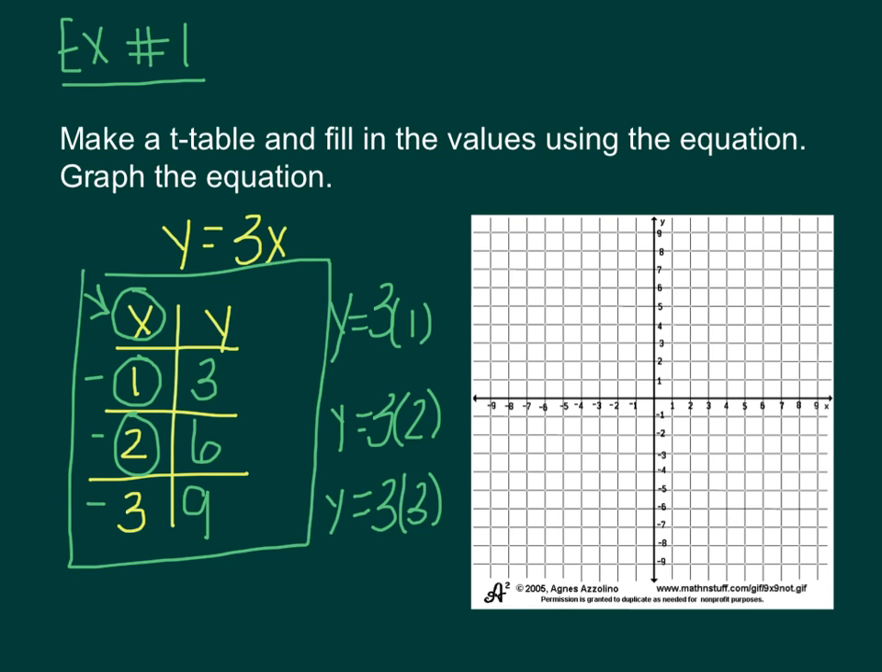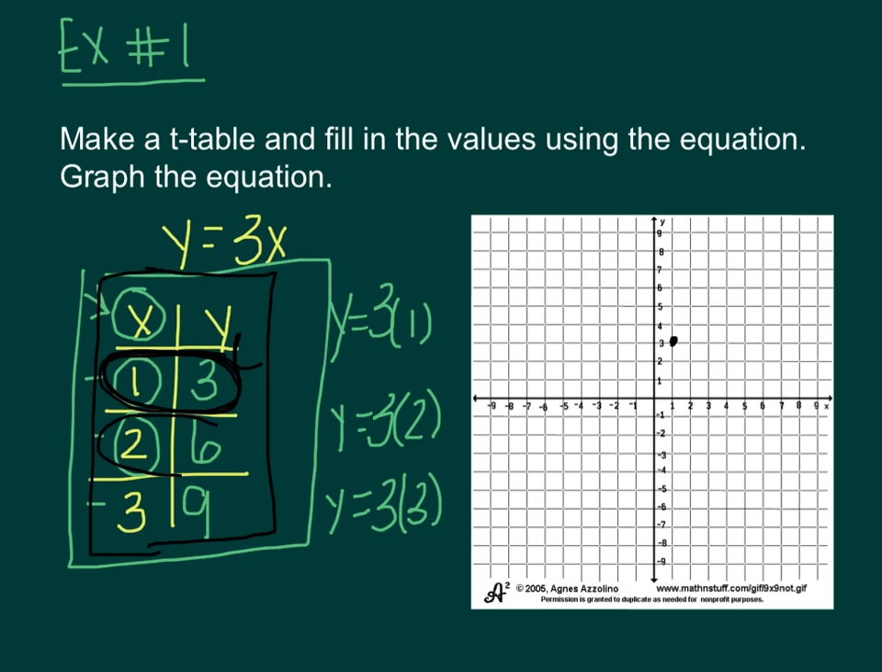Remember that your x values tell you how many to go over, and your y values tell you how many to go up or down. So let's look at our first. These are our first points. 1, 3. So our first point is the x, which is 1. So that tells us to go over to 1. And the y is 3, which tells us to go up to 3. So over to 1, up to 3, and make your point.